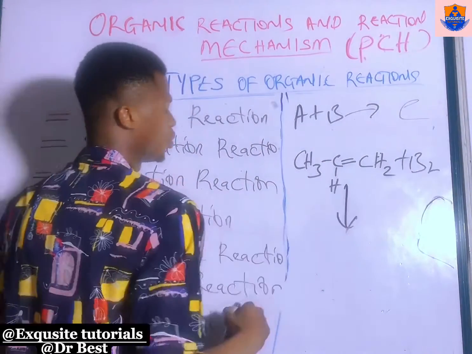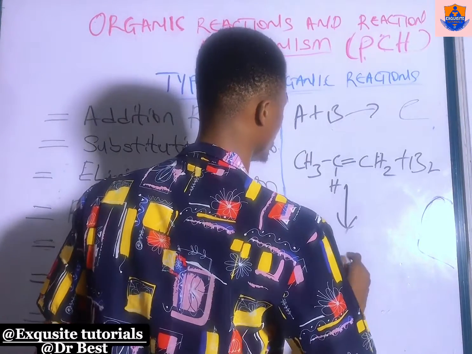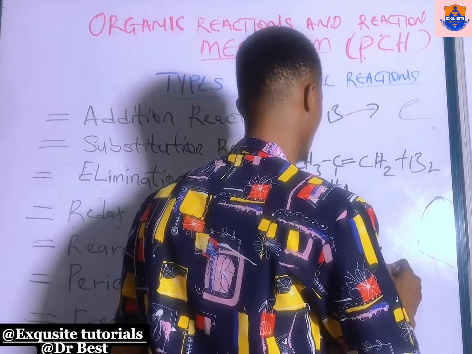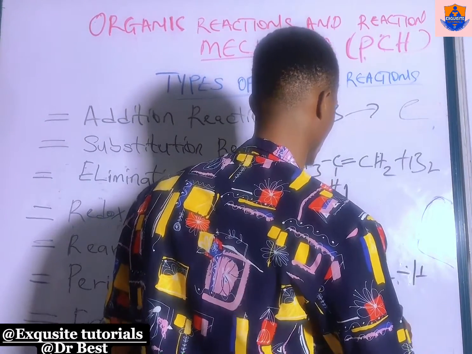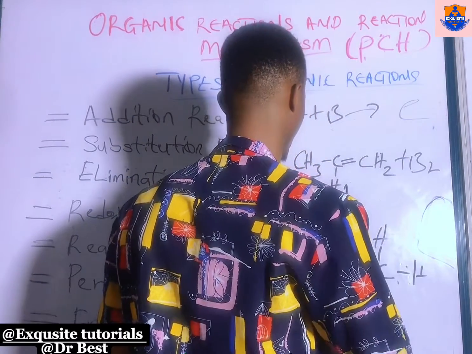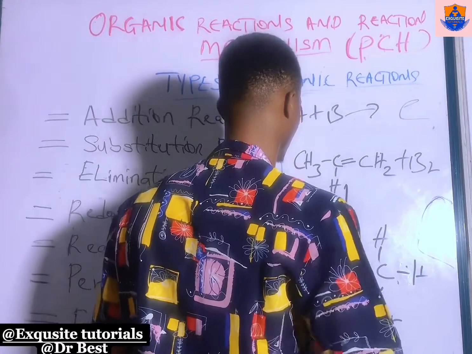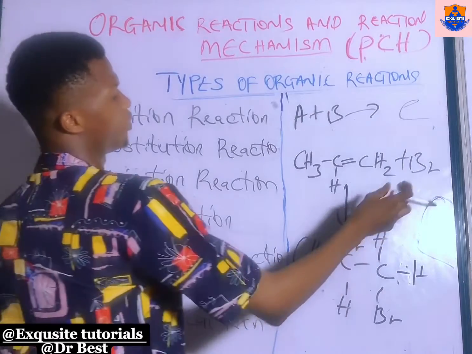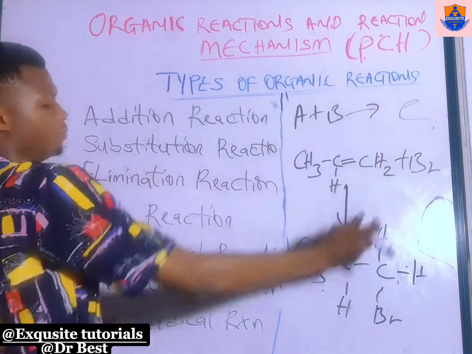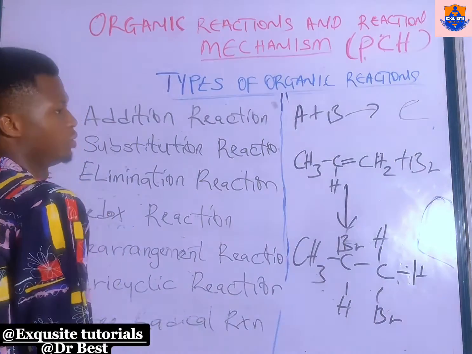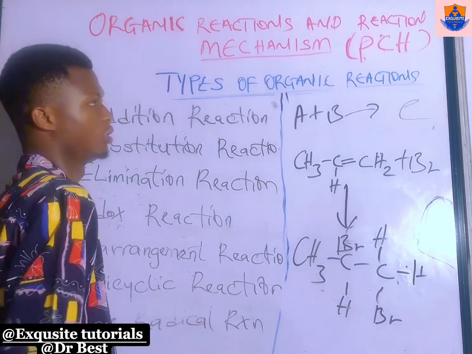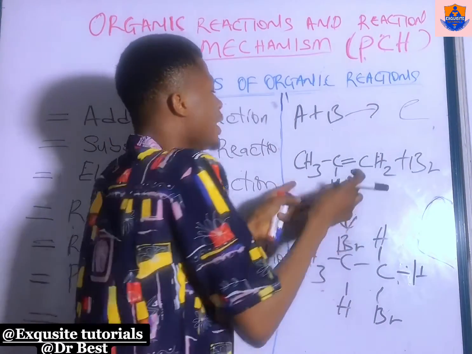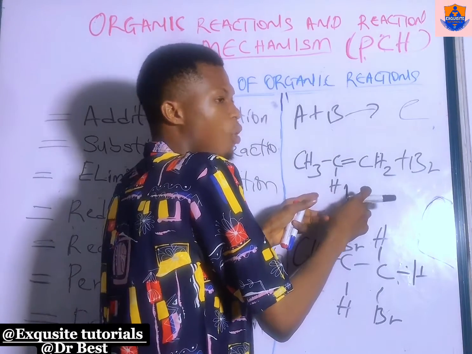By the time we react this, we're going to have CH3, CC. This double bond is broken already. So you're going to have H here, 1 Br here, H here, 1 Br here, and H here. So this is an addition reaction. You are breaking this bond to introduce bromine atoms to form this. So this is just an addition reaction, bringing an atom into an existing organic compound.